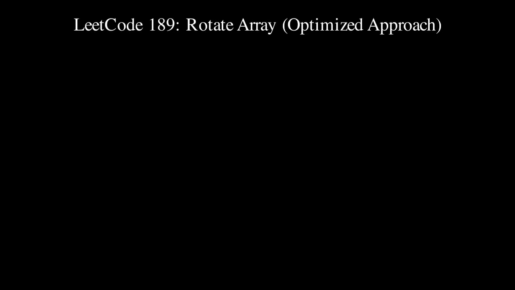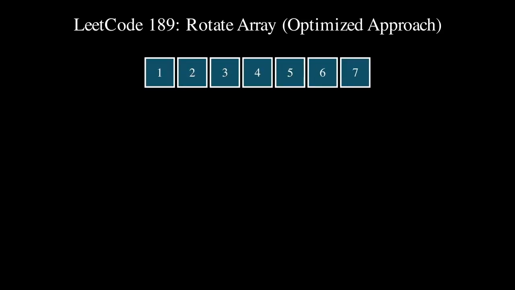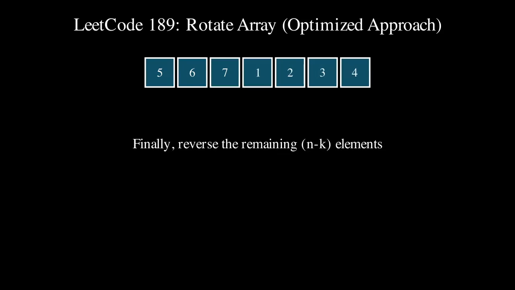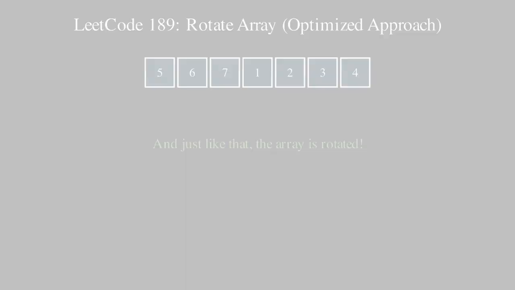Now let's look at the optimized solution. There's a clever trick using reversal to solve this problem. We can reverse the array in parts to achieve the rotation. The idea is to use variable swapping to reverse the array. First, we reverse the entire array. Then, we reverse the first k elements. Lastly, we reverse the remaining n-k elements. Just like that, the array is rotated in place.